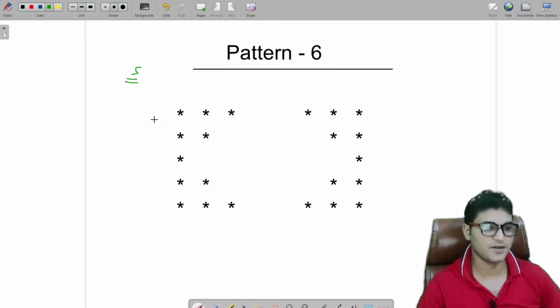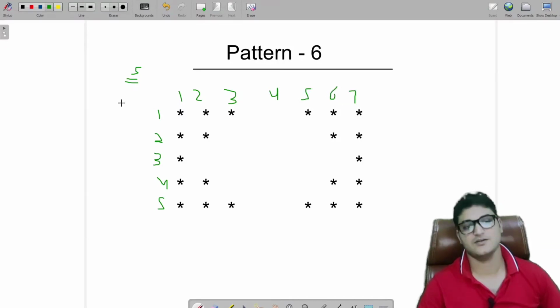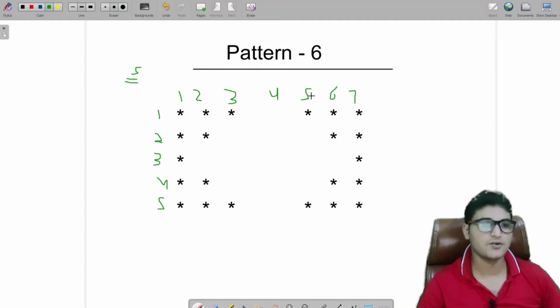You can count here. We have 1 row, 2 rows, 3, 4 and 5. So here we have 5 rows and the columns are different here, so you need to consider this case also. This is first column, this is third, first, second, third, fourth, fifth, sixth and seventh. So 5 rows and 7 columns. We need to draw this pattern.